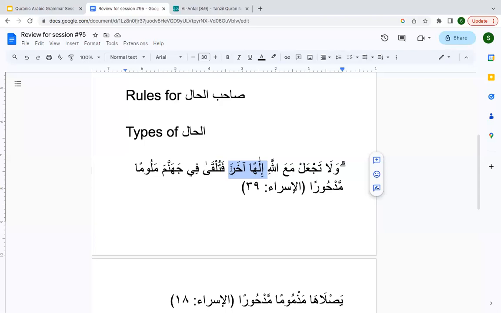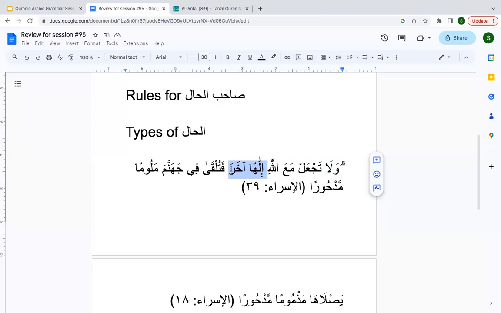Very well done. It is mawsuf sifa. Don't take with Allah other gods. Very well done. I'm very proud of you all. Akhara is one of our words, it's a tricky one. Very beautiful job done by you all. It's matching in all four properties, so it's going to be mawsuf sifa. Fatulqa. Don't take with Allah other gods.